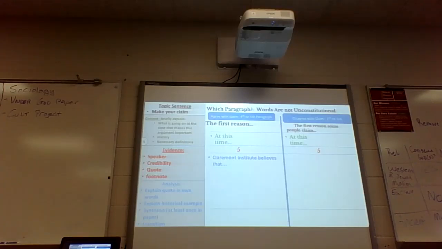Basically, what the Claremont Institute is arguing is that removing the words is unnecessary because it's not promoting a religion, it's just acknowledging the history of our country. We're a country where religion has played a part. Doesn't mean you have to become a Catholic or whatever religion. It's just acknowledging the role that religion has played.